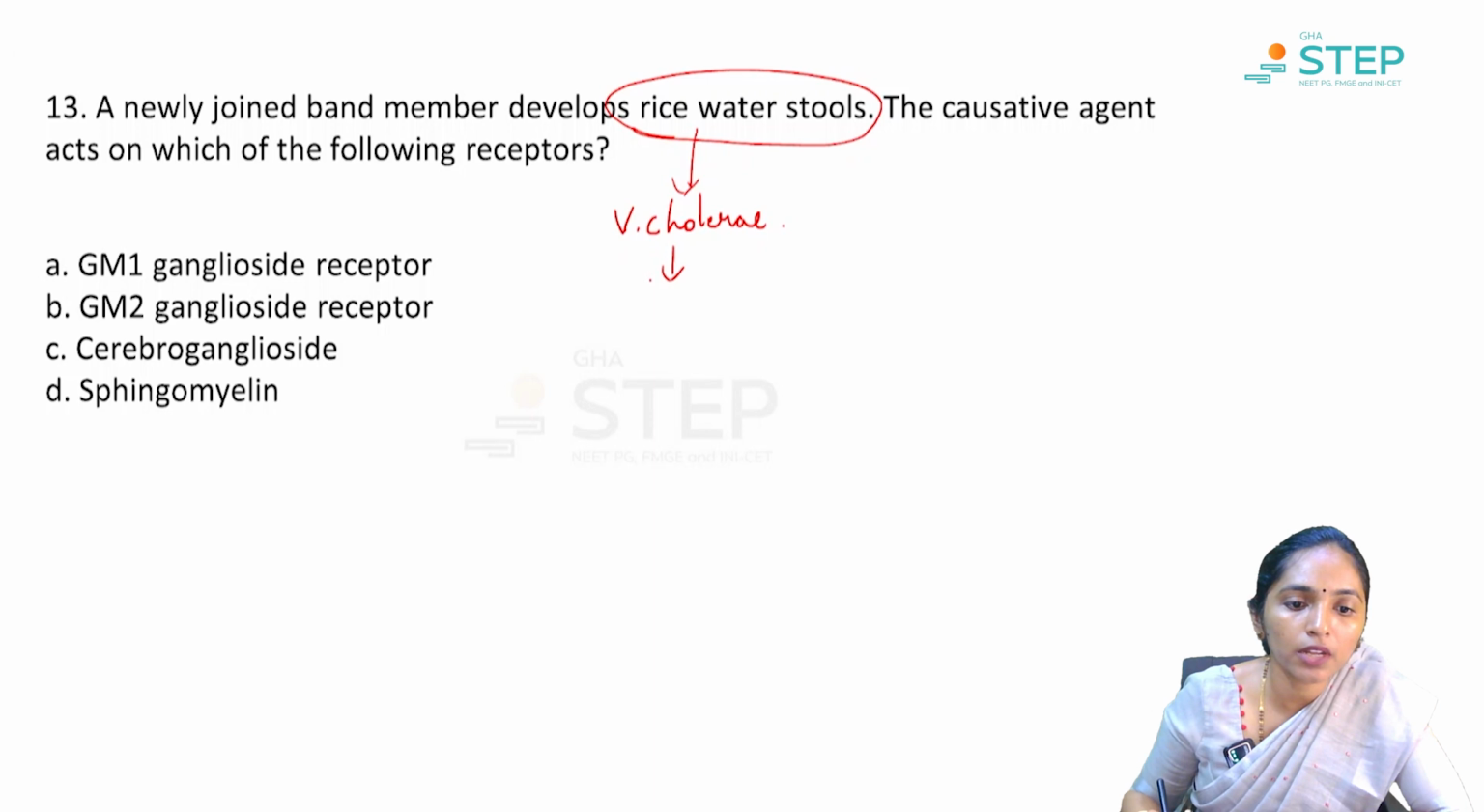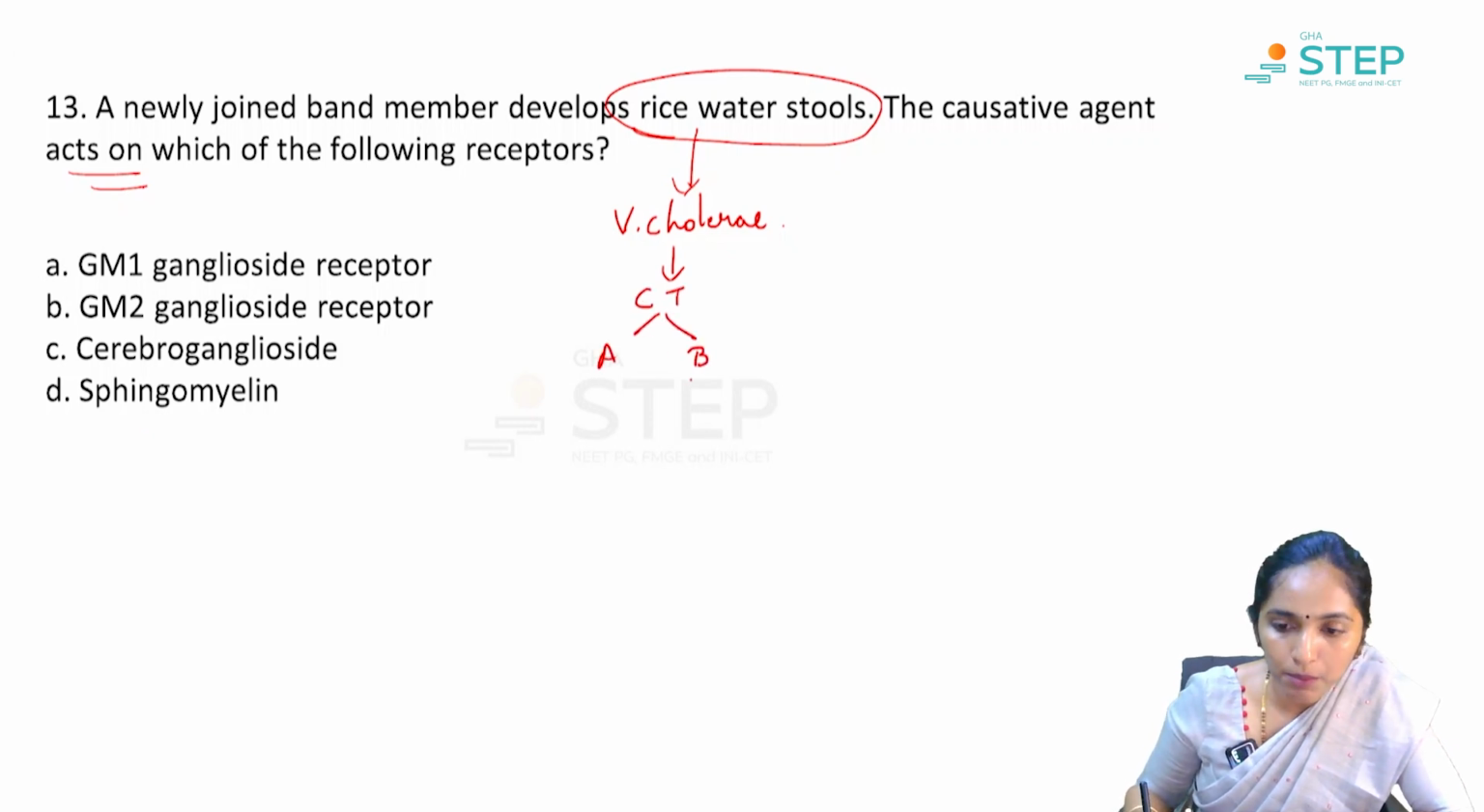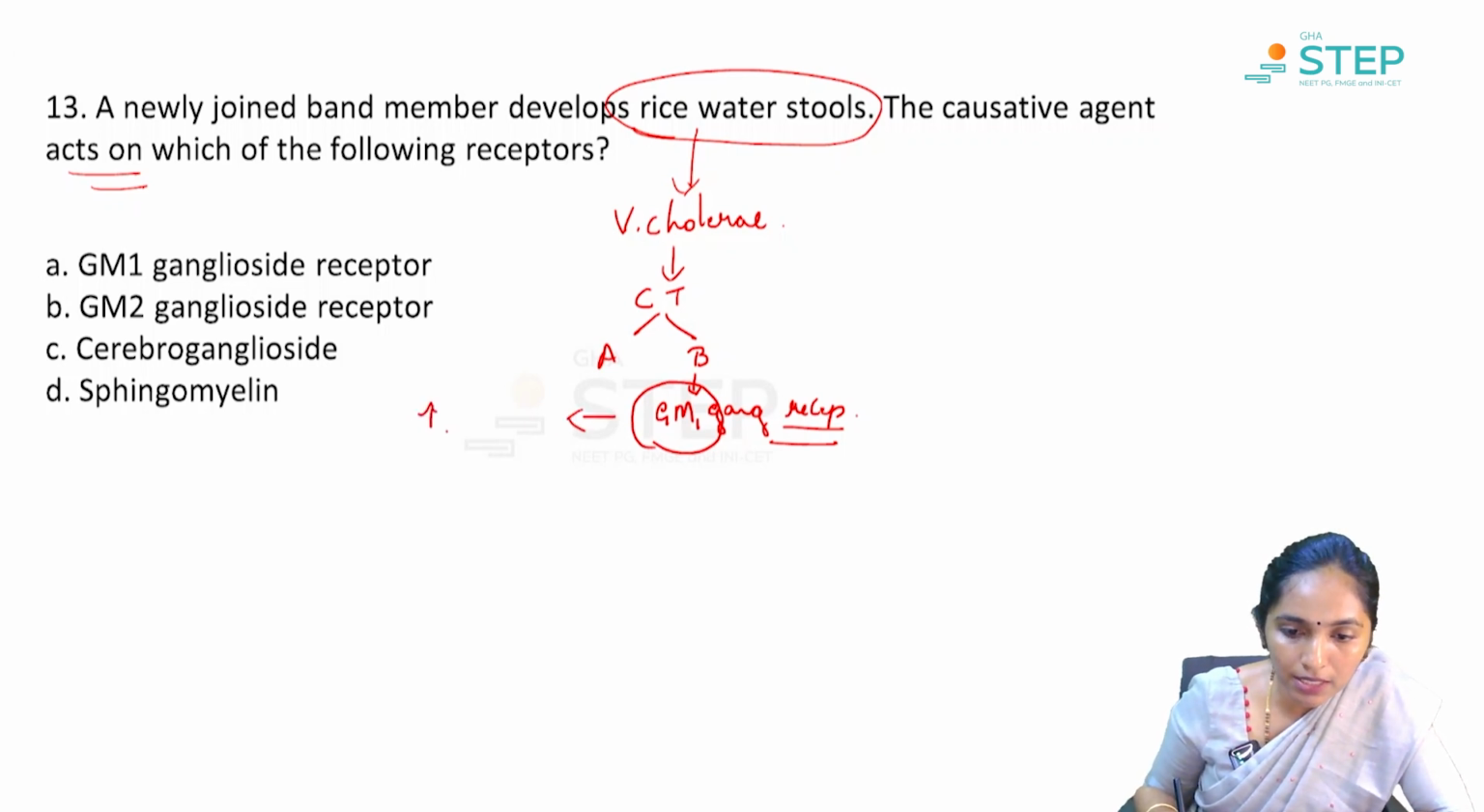And how does this Vibrio cholerae act? Because the question is all about how it acts. Okay, various receptors are given. So it produces cholera toxin which has A and B subunit, and the B subunit binds to GM1 ganglioside receptor. Please remember, it is number one causing rice watery stool. So it acts on GM1 ganglioside receptor, which results in increase in cAMP. And what does the cAMP do? It causes secretion of both NaCl and water into the intestinal lumen, resulting in rice watery stool.